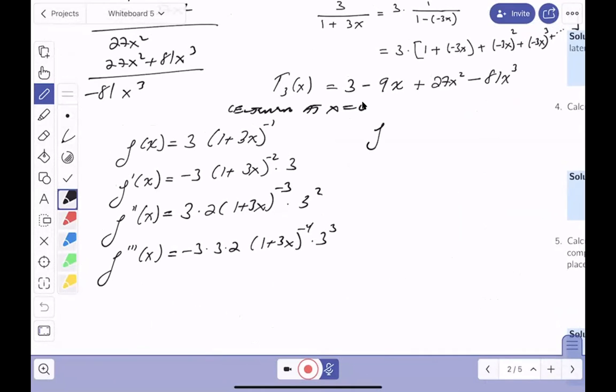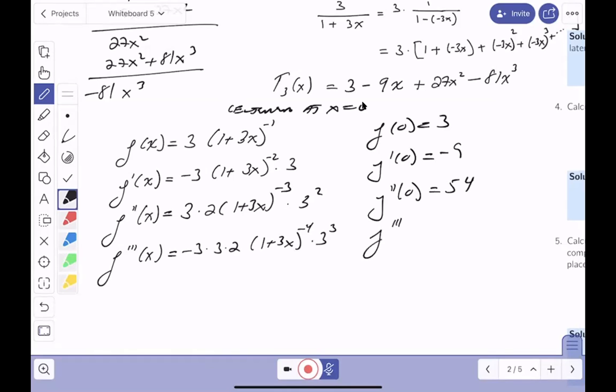All right, so centered at 0. Let's evaluate the derivatives and the function too. What's f of 0? It's 3. What's f prime of 0? Minus 9. F double prime is 0. Let's see, that would be 54, right?